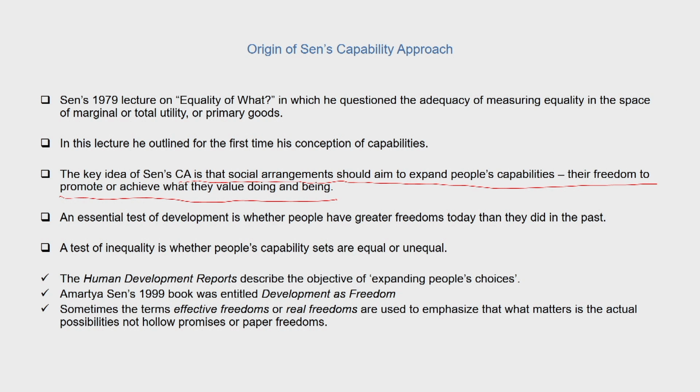And different phrases have been used to try to communicate these ideas. For example, the first Human Development Report of 1990 describes the objective of expanding people's choices, which is nothing but expanding people's freedoms, or the concept of human development. Amartya Sen's 1999 book was titled Development as Freedom, which means that development is not an increase in incomes, but an increase in the freedoms of individuals.